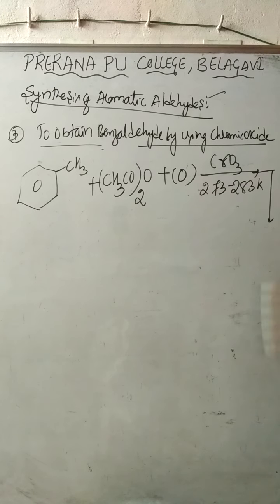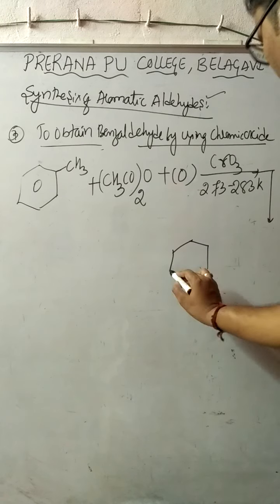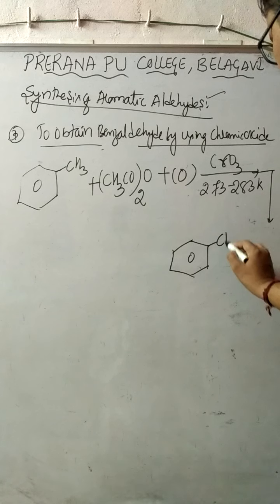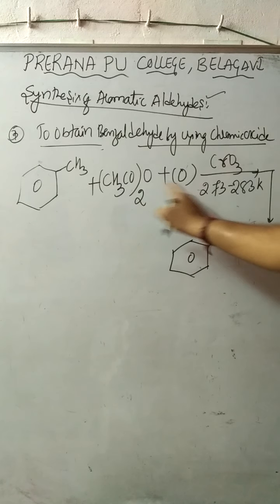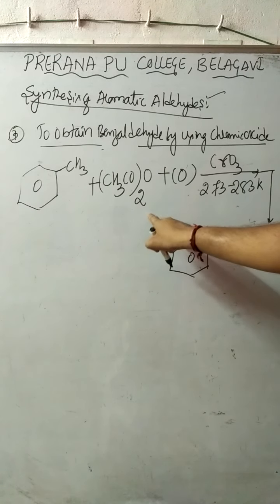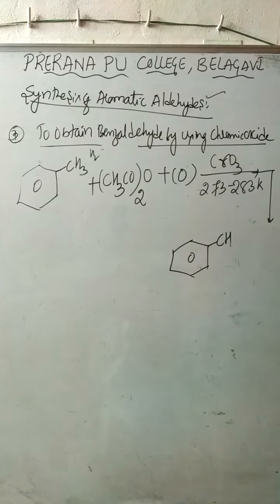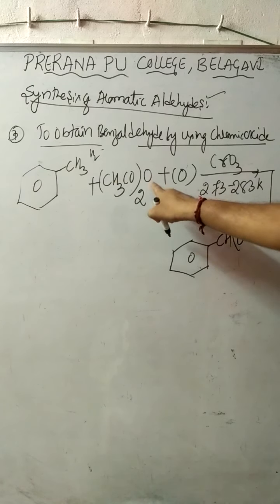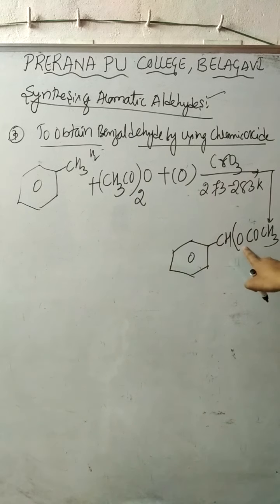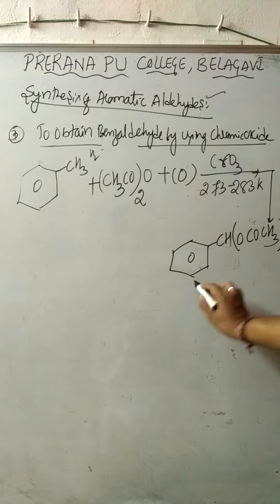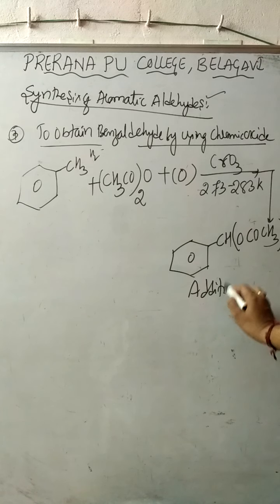to 283 Kelvin, it forms an addition product, and this addition product can be represented as, check here, 2 oxygen atoms, CH3CO group is twice. Now here I can bifurcate it with 2 hydrogens and I can write it as CH(OCOCH3)2. So this is COCH3 attached with oxygen. So that oxygen with COCH3 twice. So this is the addition product that has been obtained.